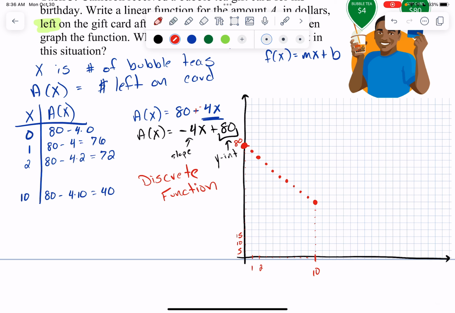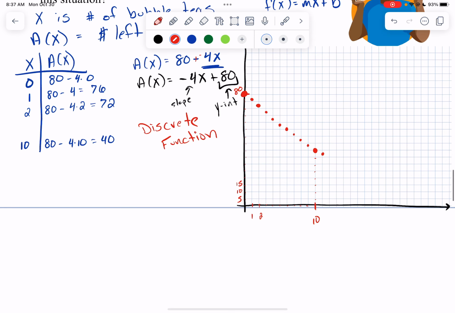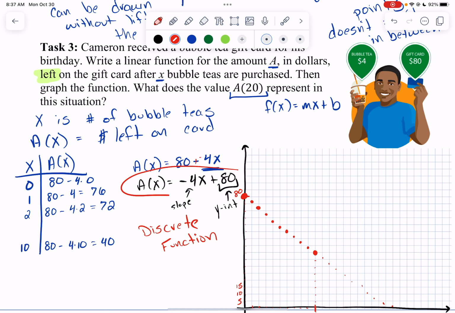Okay. All right, so we go ahead and we keep going. Okay. So dot dot dot. We can keep going. It's going to keep going down, right? Now we get down here. Now it says, what does the value a of 20 represent? So it says try my linear function. We did. We've got it right here.